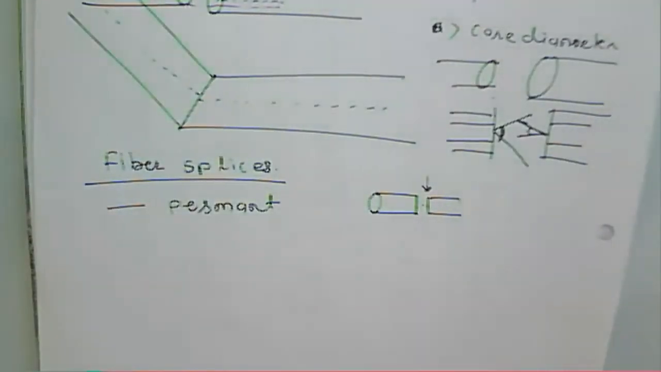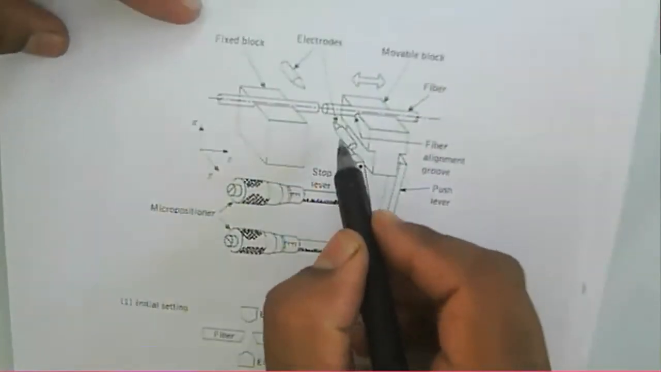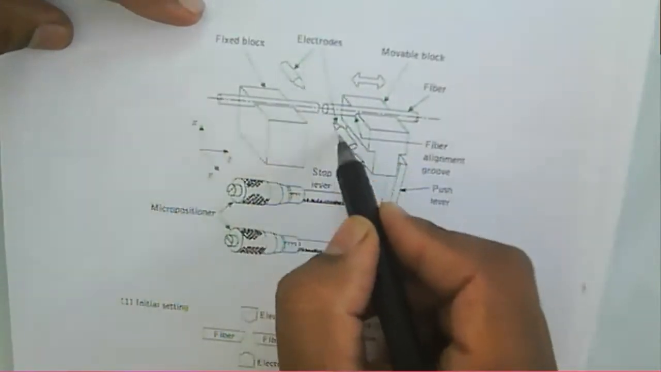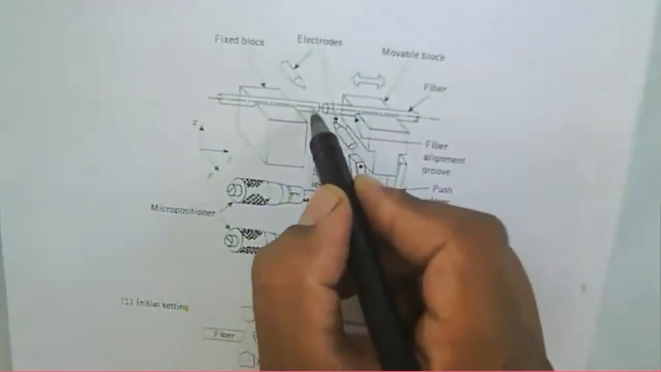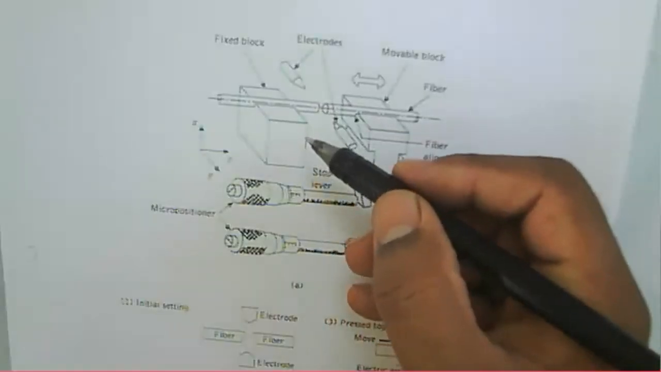Another technique for joining the fiber is the fiber fusion technique. At the two ends of the fiber, we have electrodes. We create an arc between these two electrodes so that the two fibers get heated and they connect together there. That is a splicing technique.